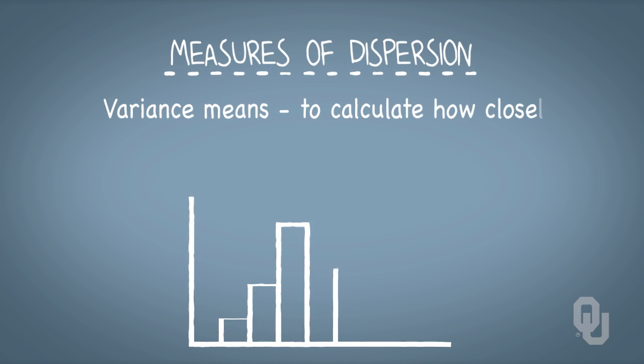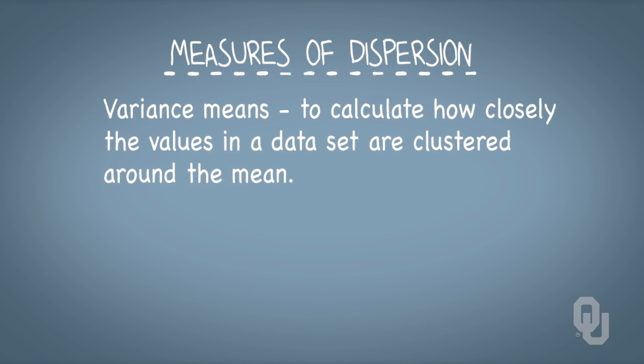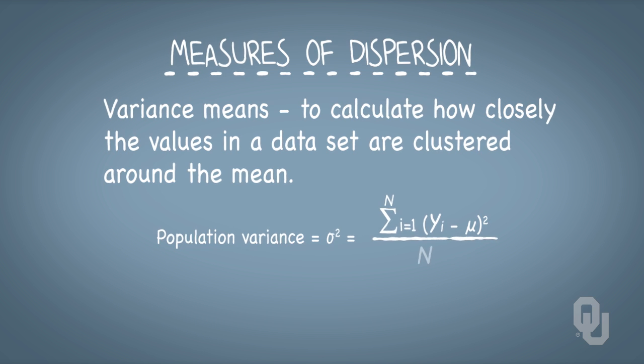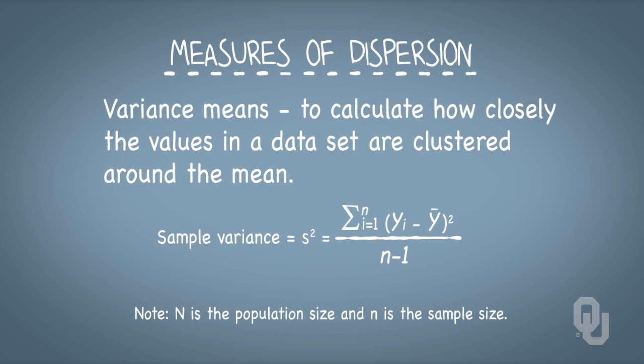The idea behind variance is to calculate how closely the values in a dataset are clustered around the mean. This is represented by how different each observation is from the mean value, squared, and summed across all observations. For the population variance, when we can actually observe and measure the entire population, we divide by the population size, capital N. Much like the population mean, we refer to the population variance with a Greek letter, sigma squared. For a sample, we calculate sample variance, S squared, by dividing by n minus 1.